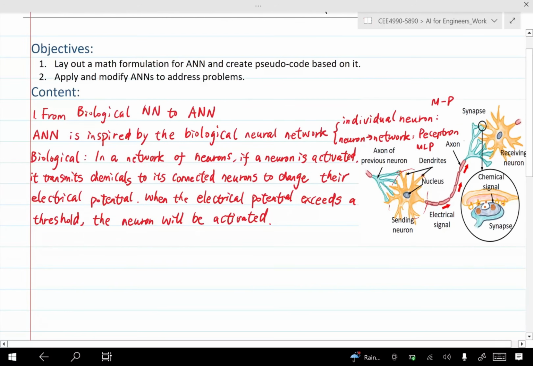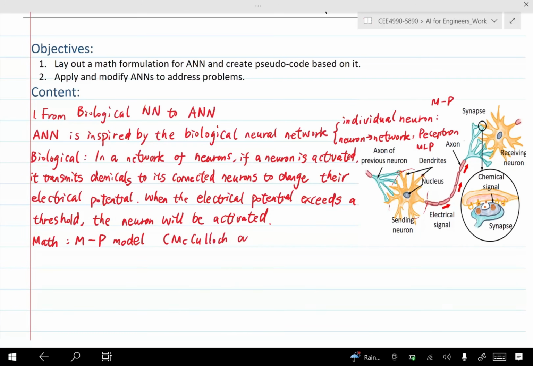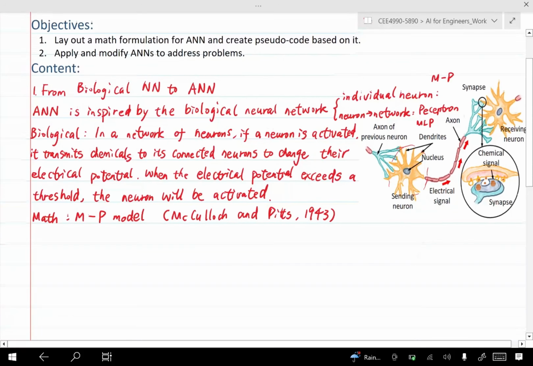Based on such an understanding, we can create a mathematical formulation or a model to capture the process. And one of such models, the most famous one, is the MP model. MP is for McCulloch and Pitts. It's a pretty classic one. It was proposed in 1943, and now it has been widely adopted for ANNs. This model is just a mathematical description of the process that we just described.